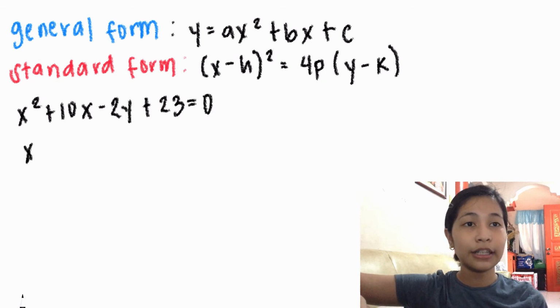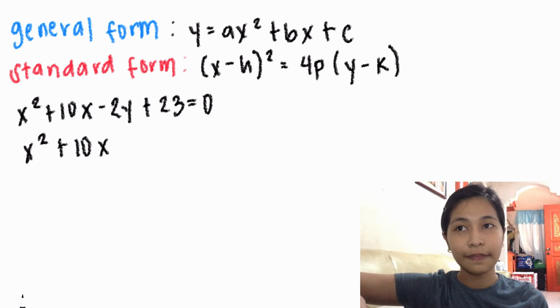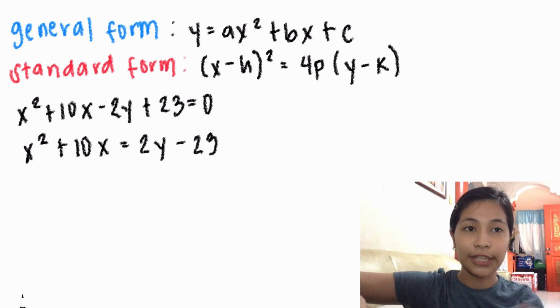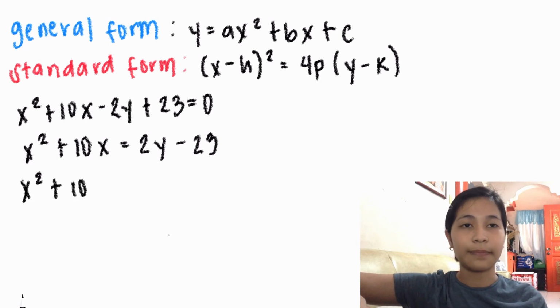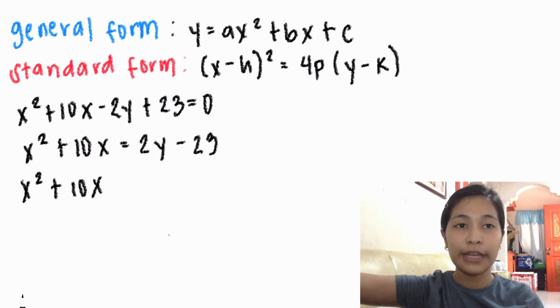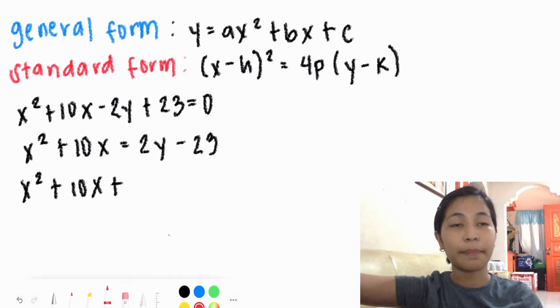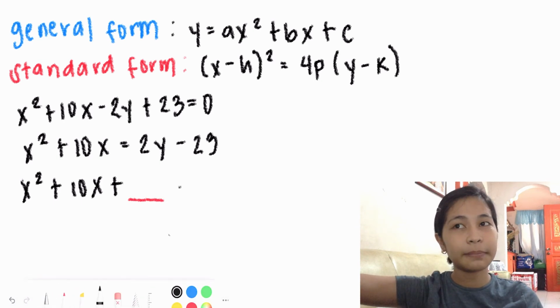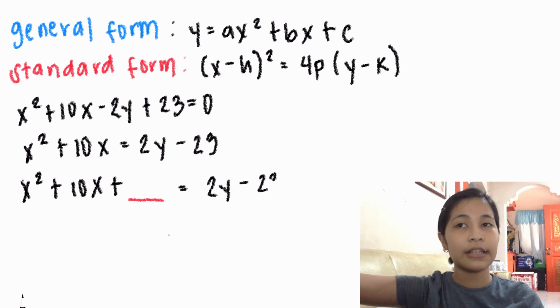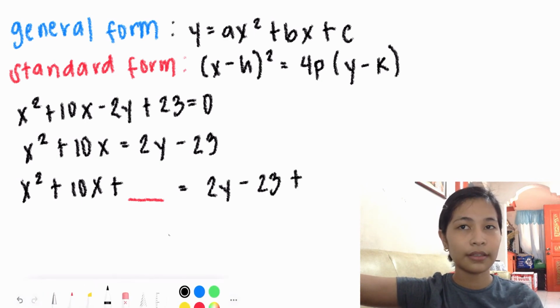Okay, so looking at the standard form, since we have the square of a binomial on the left side, it'll be x squared plus 10x, and we will move the other terms to the right side, so it'll be 2y, since it is negative 2y, and then the 23 will be negative 23. Since we have the square of a binomial in the standard form, we have to make the left side of the equation a perfect square trinomial, so it will be x squared plus 10x plus blank equals 2y minus 23, and then plus blank as well.